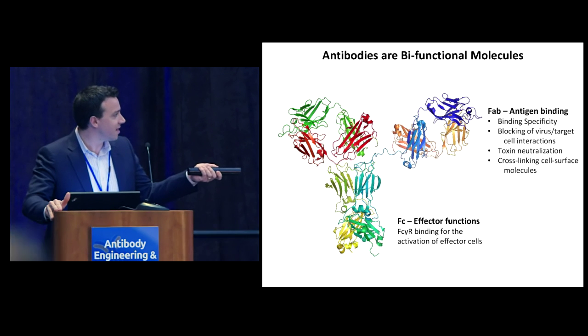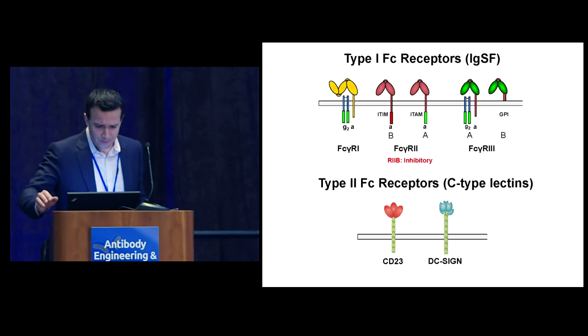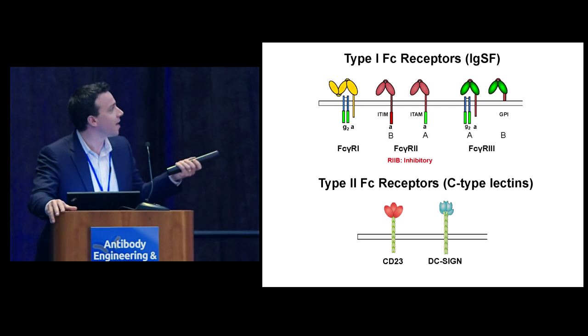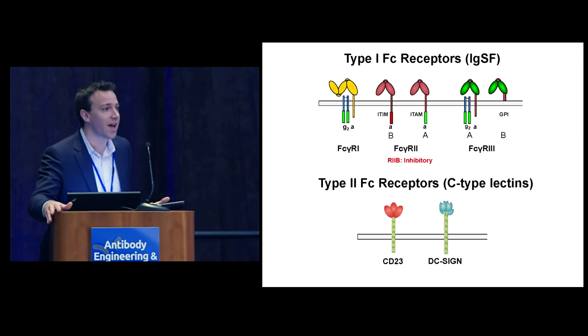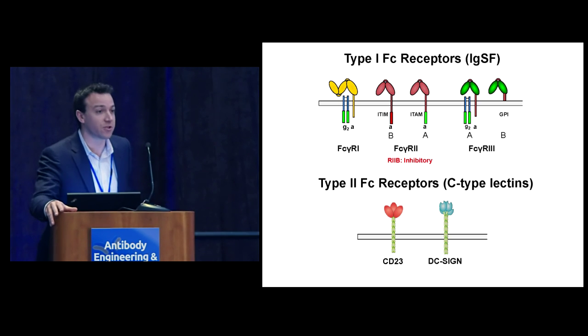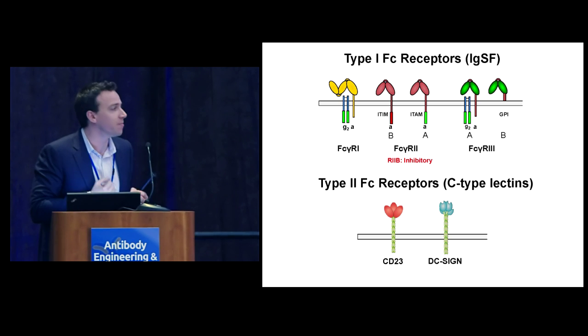But in addition, they contain an Fc domain, which is the constant region, mediates the effector functions through interactions with Fc receptors. And so Fcs interact with two main flavors of Fc receptors, the type 1 and the type 2 Fc receptors. So type 1 receptors are members of the Ig superfamily, and they contain the classical IgG Fc receptors. By contrast, the type 2 Fc receptors are C-type lectins, and what regulates the differential interaction between type 1 and type 2 Fc receptors is the glycosylation state of the IgG Fc.